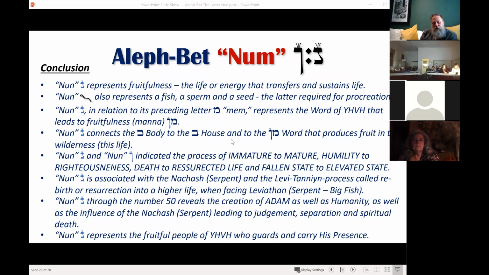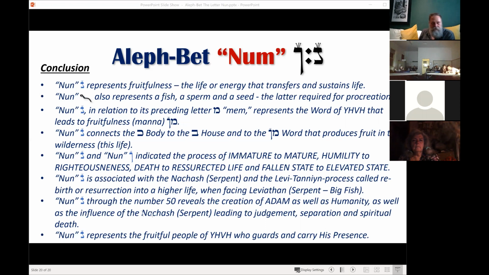The Nun looks like other letters, the Bet and the Kaf, that's a house and the body that we need to be sustained during this life wilderness, where we will receive supernatural food as interchanged through the help of the fruit of the Spirit given by fellow believers to one another. The two Nuns represent the immature and the mature state, humility and righteousness, death, resurrection, and life, fallen state, and elevated state.